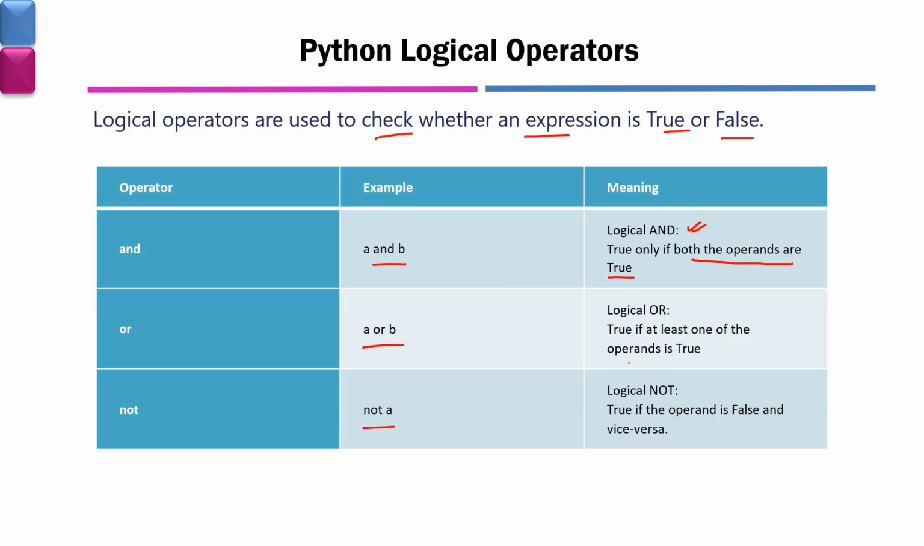Okay. A or B is also called logical OR. So if at least one of the operands is true, either A or B, or both, then the result will be true. Not A is also called logical NOT. This will be true if the operand is false. Means if A is true, then logical NOT will give us the result false. And if the operand is false, it will give you true.